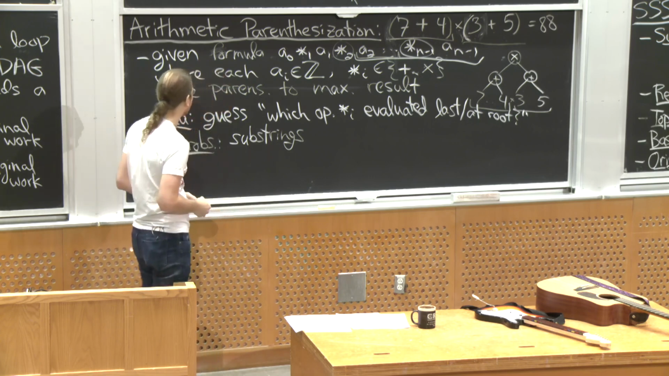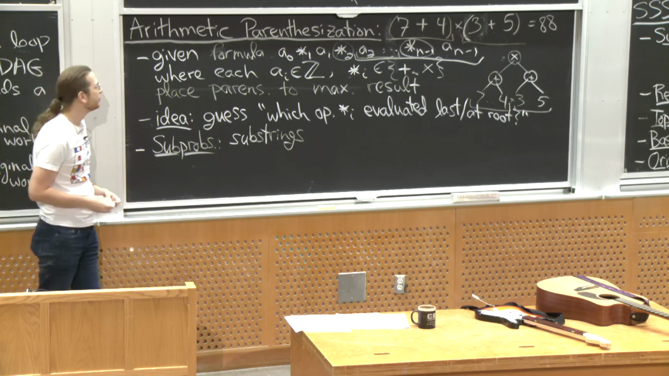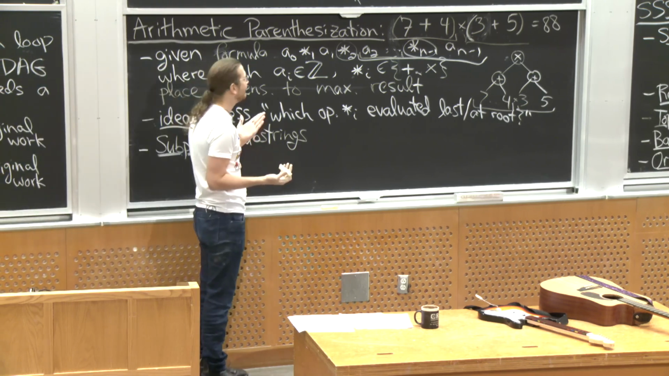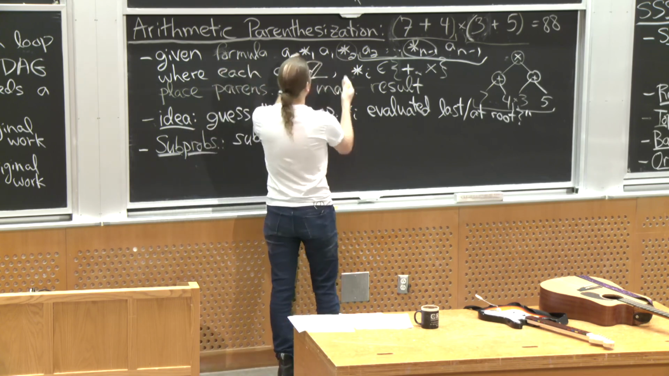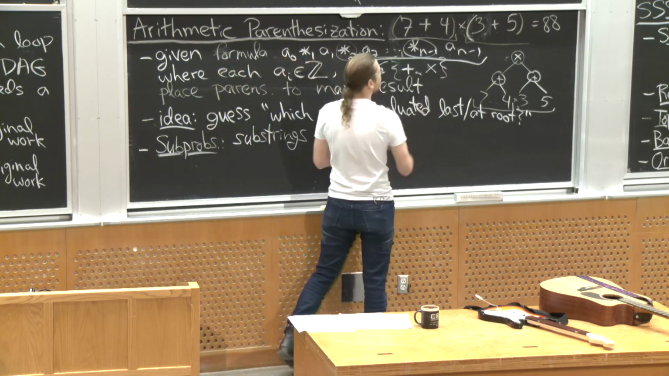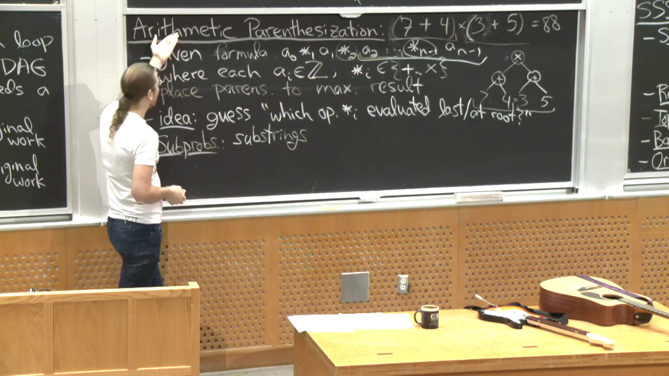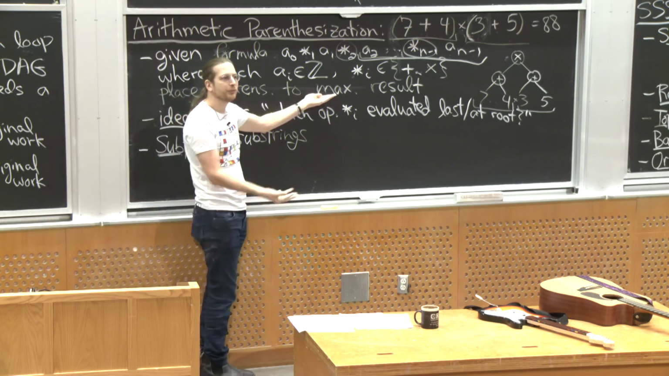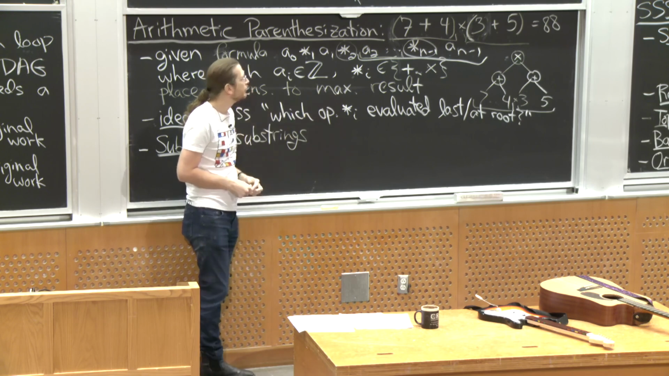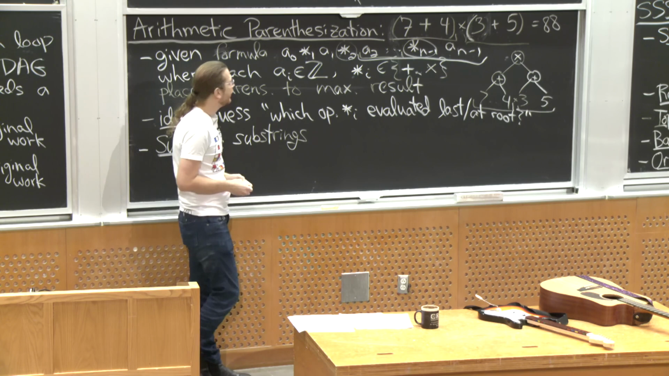OK, I'm not going to write the subproblems quite yet because there's another idea we need. So what do I need to do with a substring? I'm going to guess the middle operator and then evaluate the left substring, evaluate the right substring. What am I trying to do with those substrings? I guess I'm trying to solve this problem, which is place parentheses in order to maximize the result and then return what the result is. OK, and I can use parent pointers to reconstruct what the parentheses actually are.